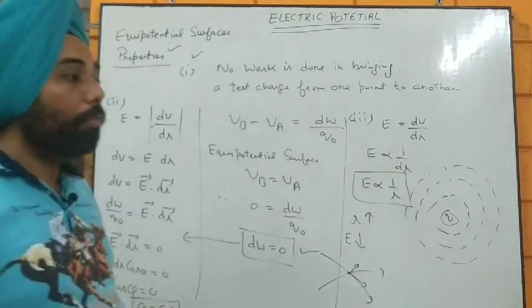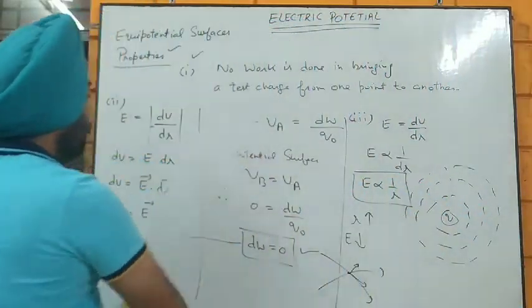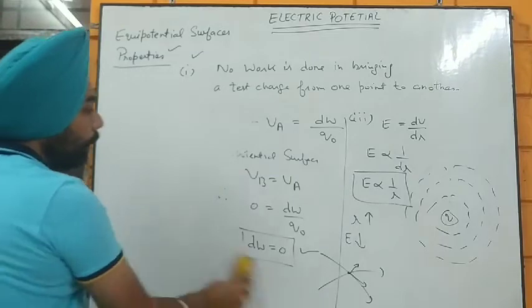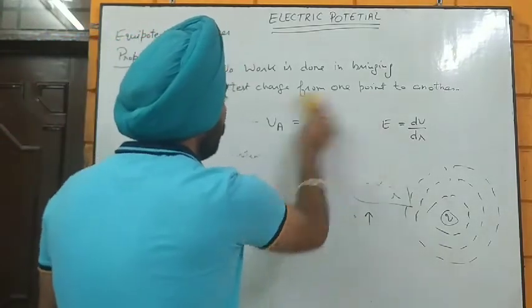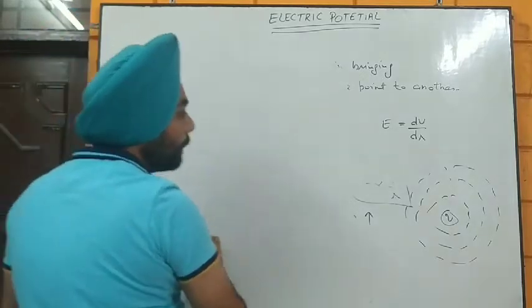Now we are moving ahead to the next topic. The next topic is electric potential due to an electric dipole on the axial line. That's also very important.